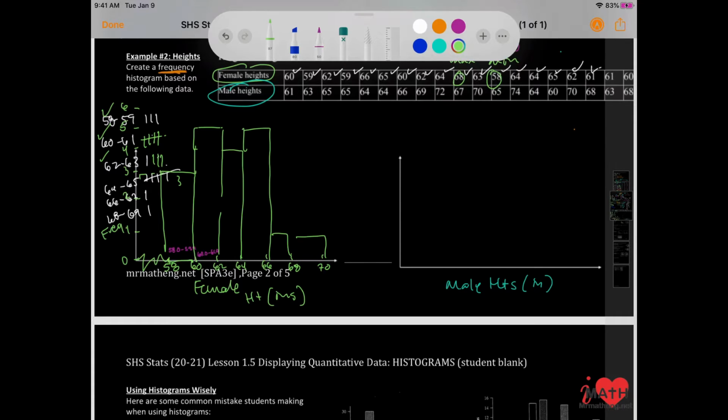Use pencil. Classes should be the same. Count them off. Use a frequency table. Go ahead and press pause. I want you to finish the males. I'm going to go ahead and work that out, and then you press play. Then you'll actually see the answers.